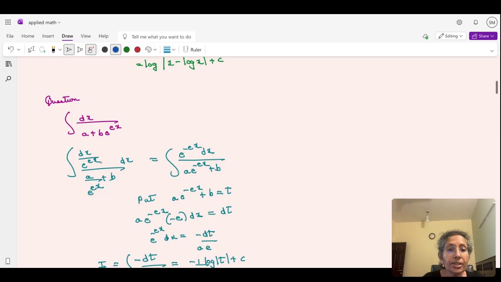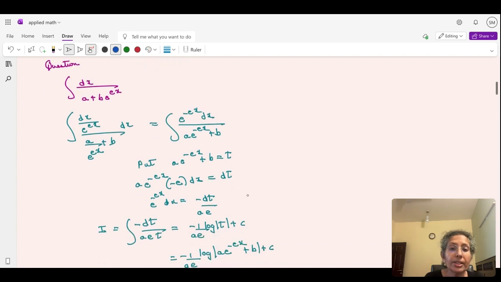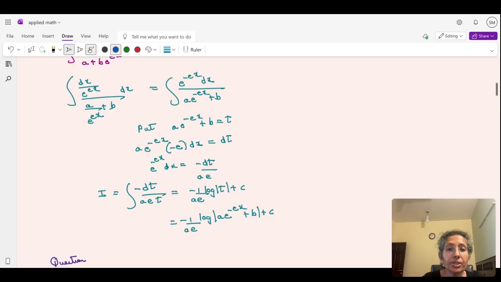So dx by e raised to x by a e raised to ex plus b dx. And this is integral e raised to minus ex dx by a e raised to minus ex plus b. Now put a e raised to minus ex plus b as t. So what will be the derivative? A e raised to minus ex into minus e dx equal to dt. So e raised to minus ex dx is minus dt by ae.